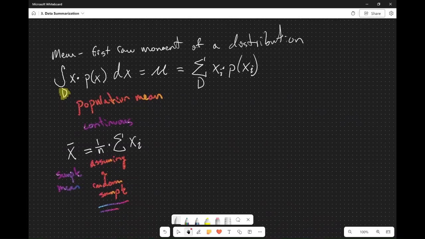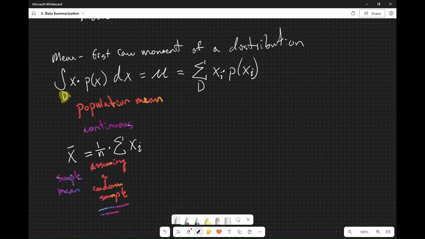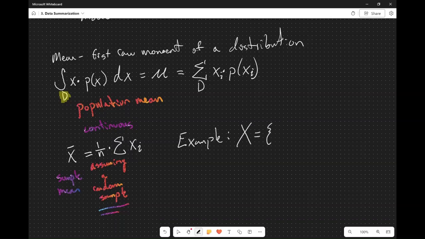Okay, an example of finding a sample mean. So let's do an example of a sample mean. Let's suppose I have a set of data X, and we'll say that it is 0, and we'll say 2, 4, and then 10. Okay, so I've got 4 sample points. So n is equal to 4.